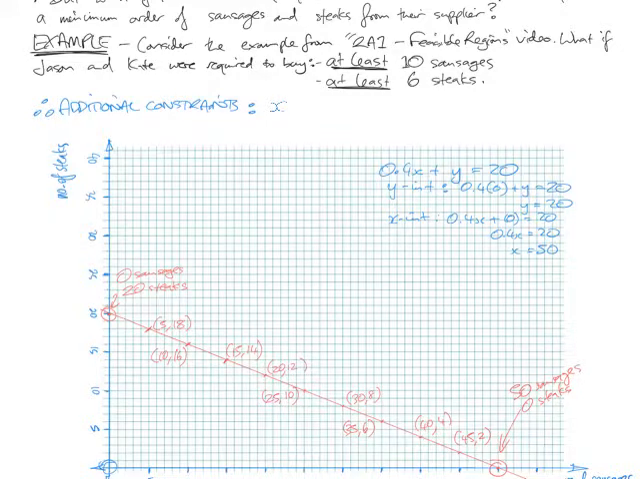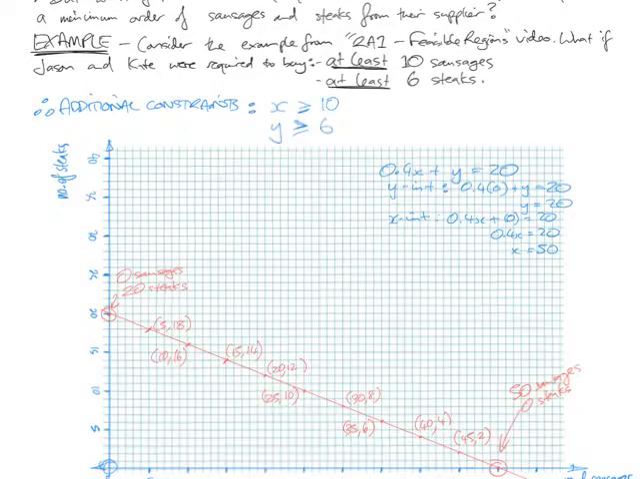X, which is the number of sausages, has to be greater than, and because we're saying at least, it can be 10 or more. So greater than or equal to 10. It's not just going to be greater than, because 10 is acceptable. That's the least that we can have. Now y, at least 6 steaks. So once again, it's greater than or equal to, because 6 steaks is acceptable. That's the lowest we can go. So it's greater than or equal to 6.